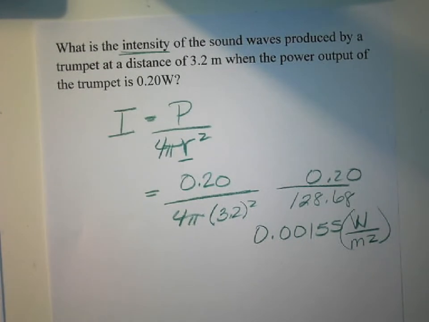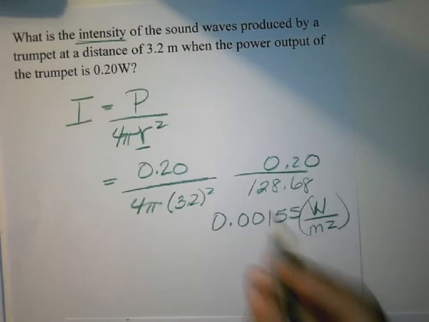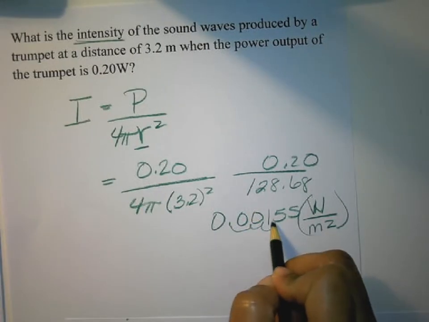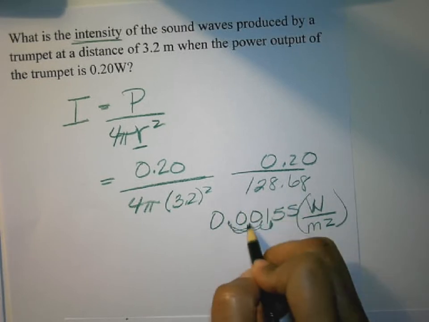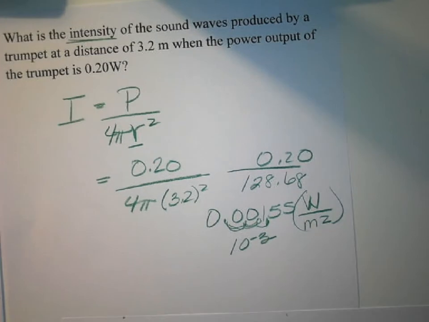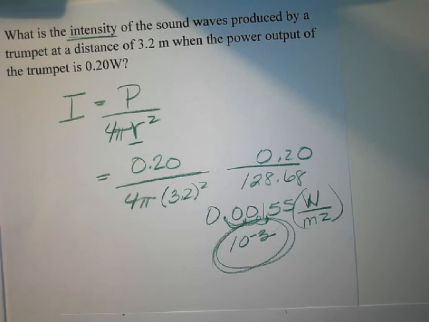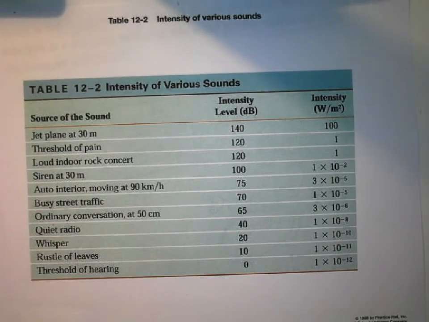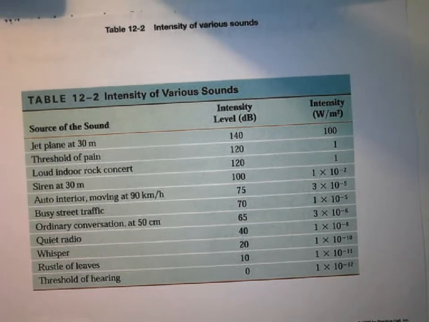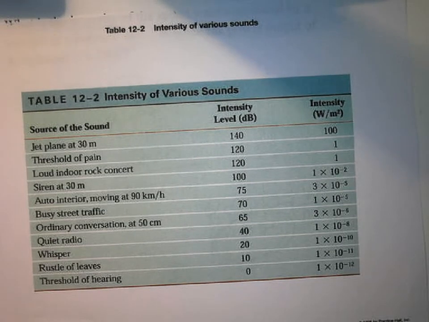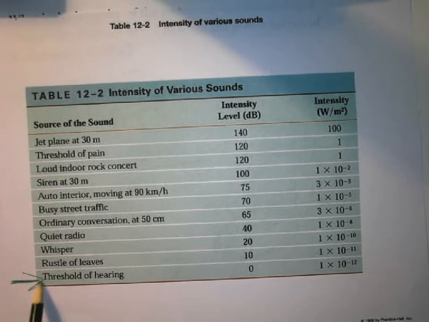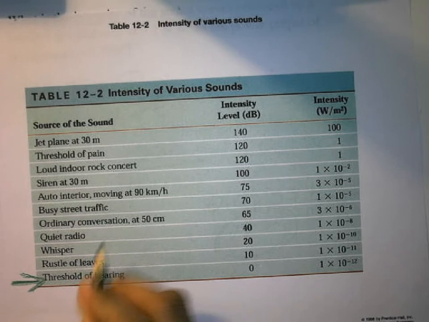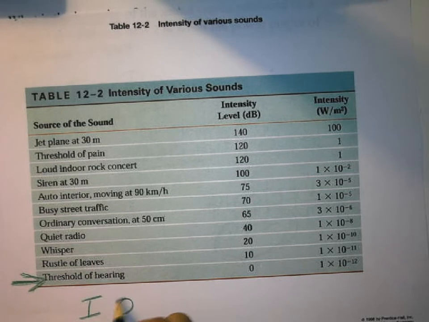That is the unit for intensity, and that seems rather low, but let me show you a chart of what we can actually hear. How many decimals is that? 1, 2, 3. That is 3 decimal places, 10 to the negative third, somewhere in that range. Take a look at this chart. Here are the various sound levels of intensity. Take a look at the threshold of hearing. The threshold of hearing is way down here.